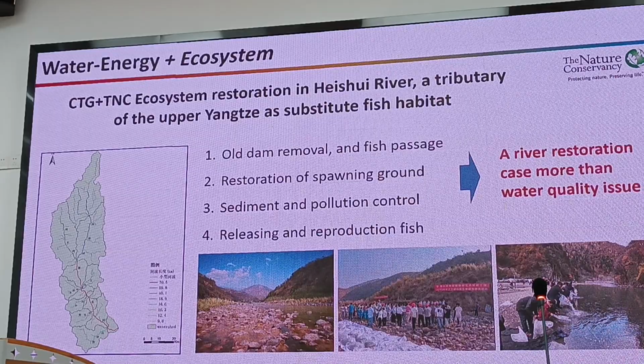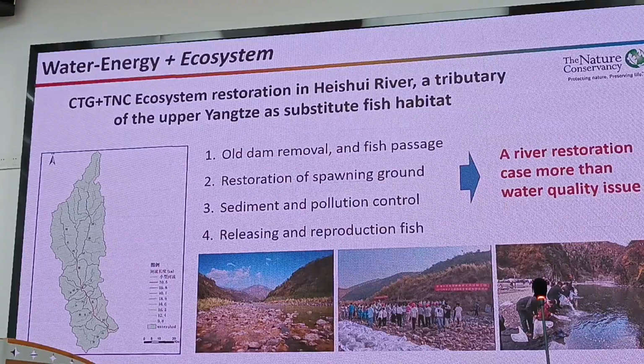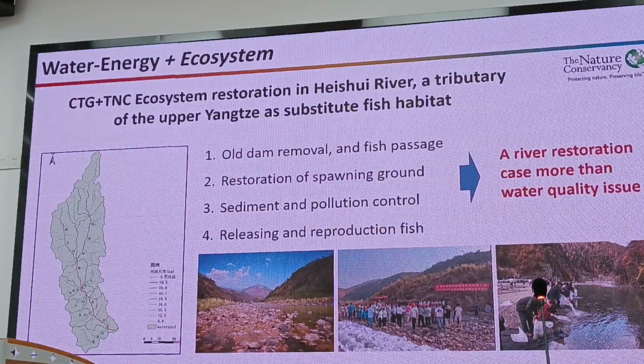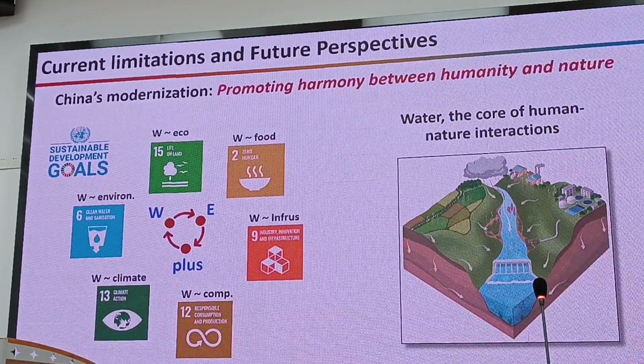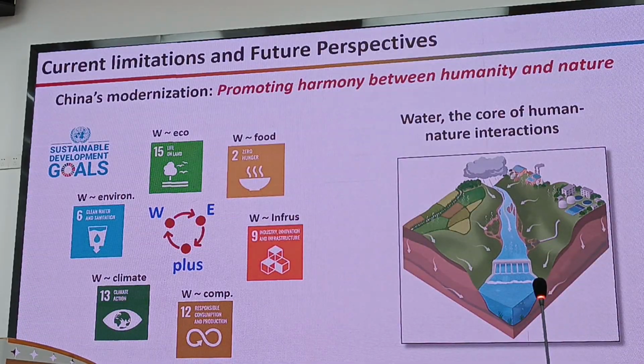But it does not mean a purely natural approach. We still have some kind of advanced natural places, but we have to reconstruct the aquatic ecosystem by human effort. And finally, the current education and future perspective: China's modernization is promoting harmony between human and nature.